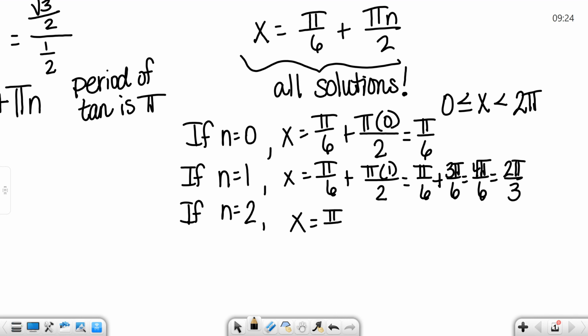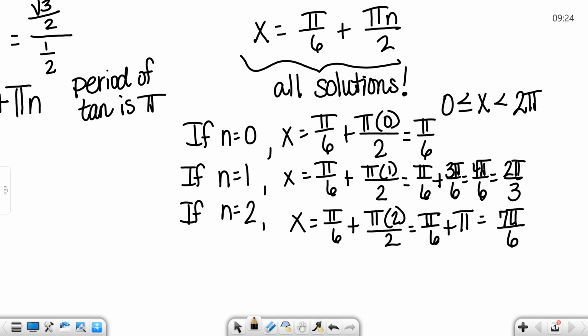If n is 2, I go plug in 2 for the n value. So that leaves me with pi over 6 plus pi, 7 pi over 6. Okay, I'm still in the range, so I'm going to keep going with these n values.